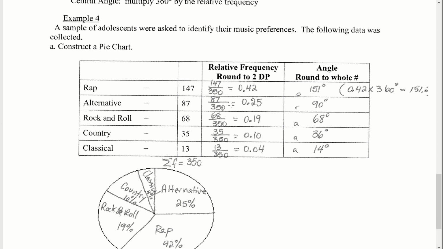For alternative, it works out nice and clean. If you take the relative frequency 0.25, multiply it by 360, 0.25 or a quarter of 360 would give us 90, and then just continue to repeat this for the rest of them. 0.19 times 360 would round to 68, 0.10 times 360 would give us 36, and then 0.04 times 360 would give us 14.